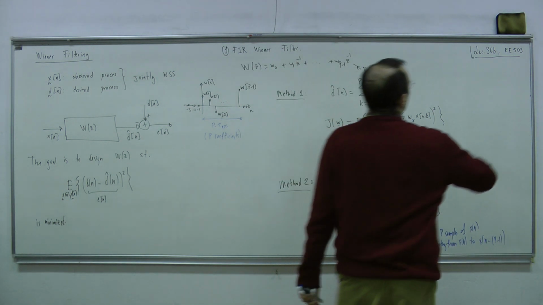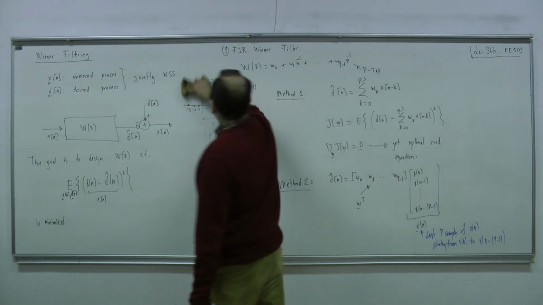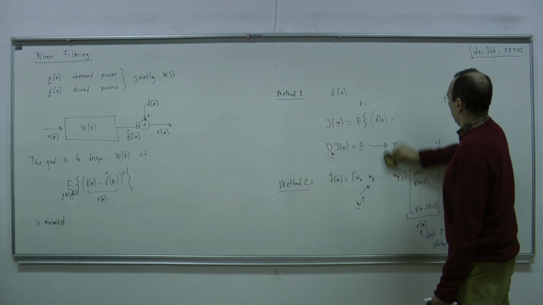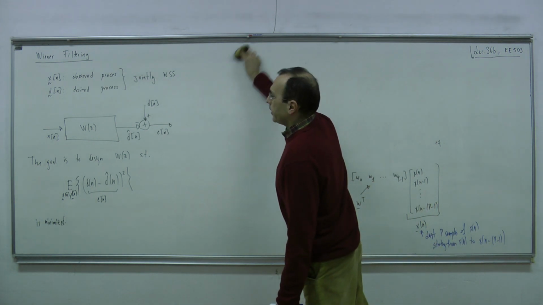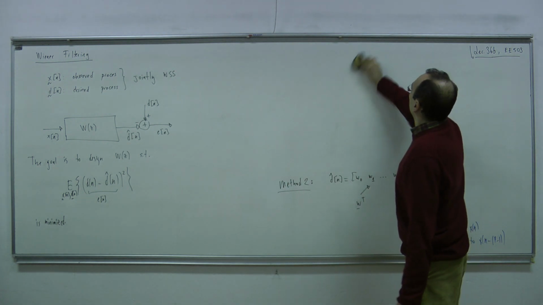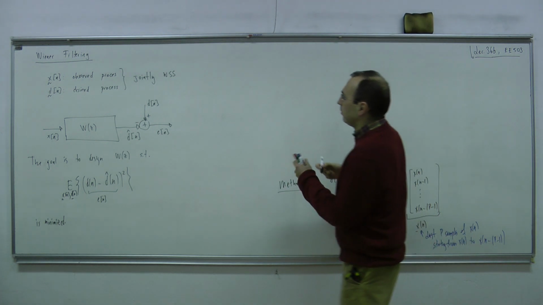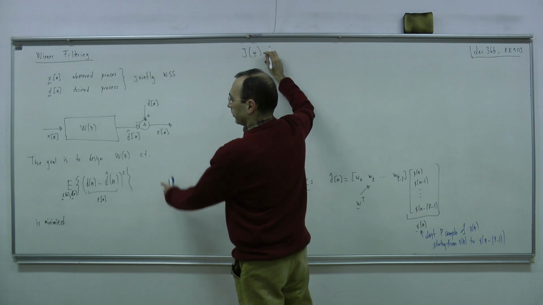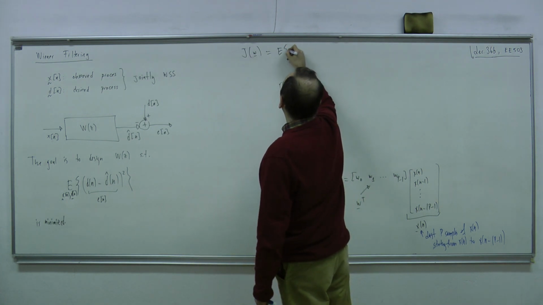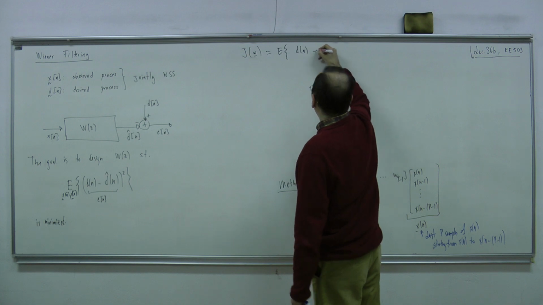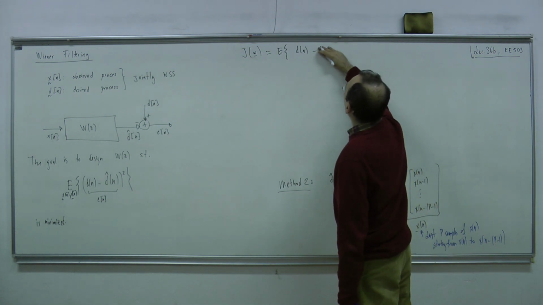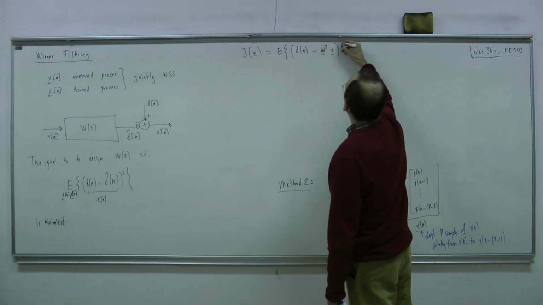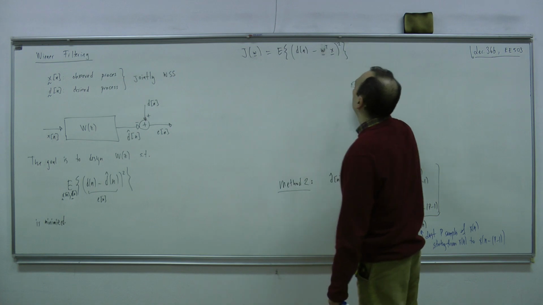So let me erase this part then, and express this error in terms of something that we know. Let me again write this. Then J with respect to this W is equal to the expected value of d of n minus W transpose x, in parentheses, squared.